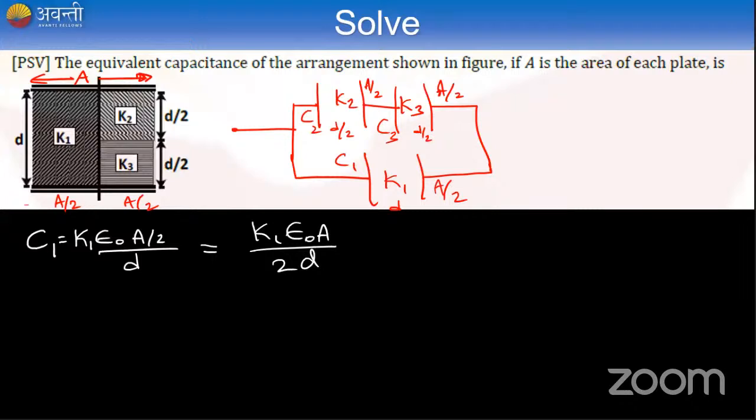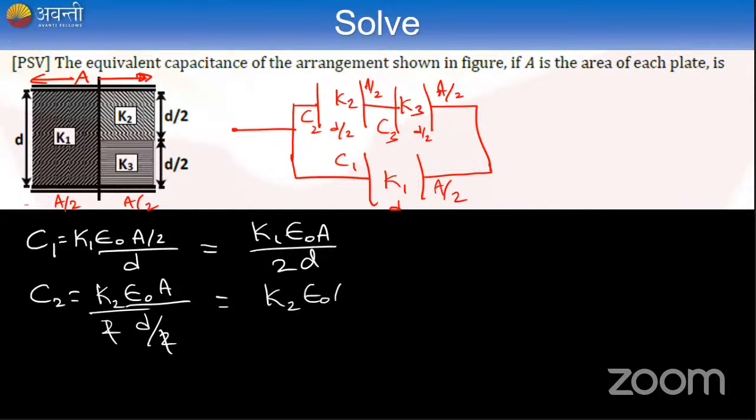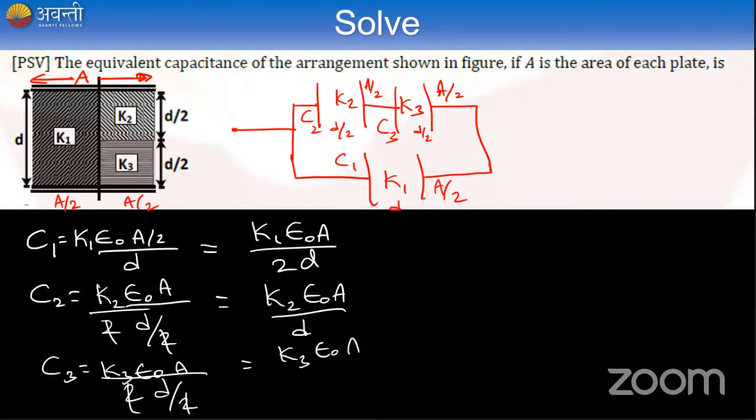Similarly, what is my C2? Guys, C2, if you see, is nothing but K2 into epsilon naught A by 2, over D by 2. So from here 2 cancels, and my final expression would be K2 epsilon naught A by D. Similarly, C3 will be K3 epsilon naught A by 2, over D by 2. So 2 cancels. Again here I'll get K3 epsilon naught A by D. So these are my capacitances C1, C2, C3.